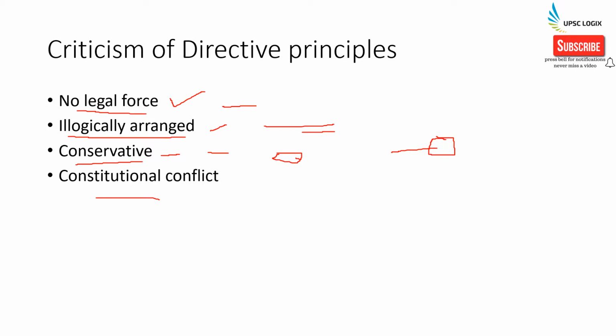So, the directive principles have been criticized on these grounds as well, and are said to have caused a constitutional conflict amongst the state and center, then president and the prime minister, governor and the chief minister. So these are hypothetical situations where it is said that directive principles can cause these conflicts. So these are the criticisms of directive principles.